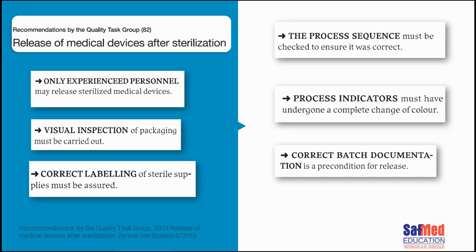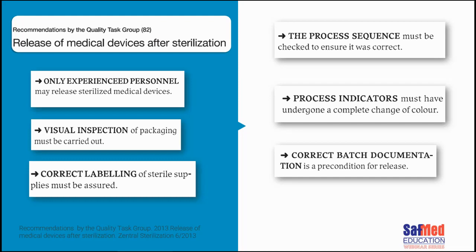They say that only experienced personnel may release sterilized medical devices. Of course, they remind us that we need to do visual inspection of the packaging, correct labeling, that you've checked the label on the item. They also use the term process sequence. Remember, this is a German publication, so the English is a little different. And by that they actually meant, once they'd gone into detail, to make sure that you've selected the correct cycle type.